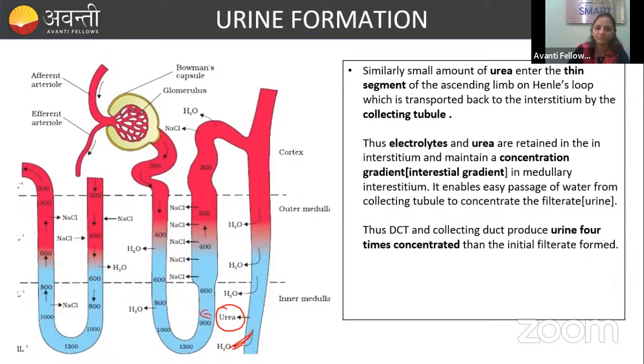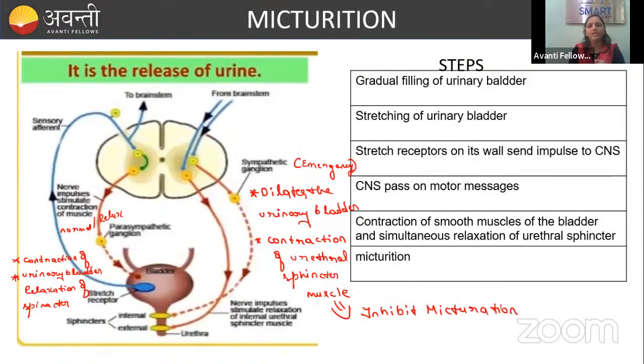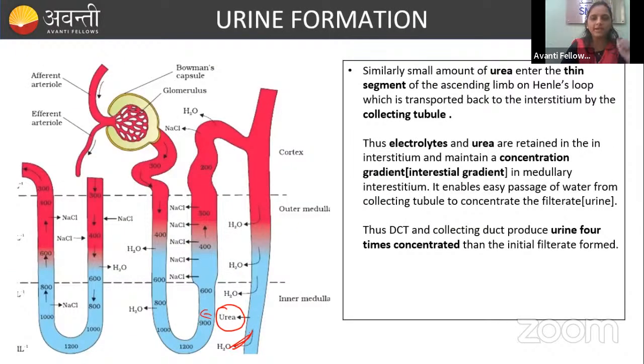Fine. Did you understand this, guys? Did you understand this process? Countercurrent mechanism. Fine. So let us go to the urine formation, guys. That is, let us go to the micturition process.